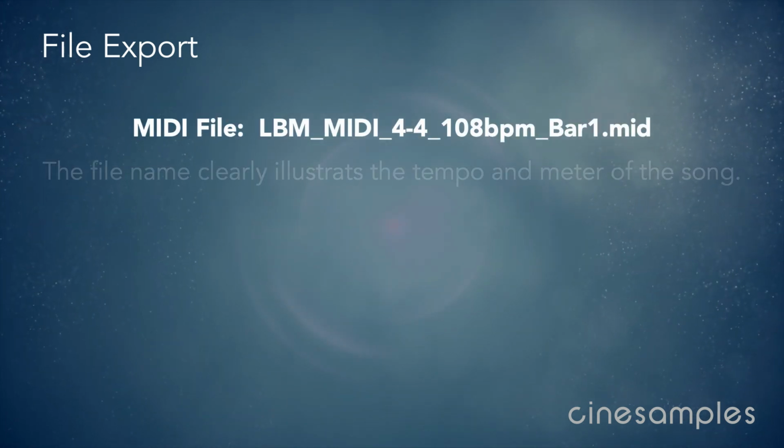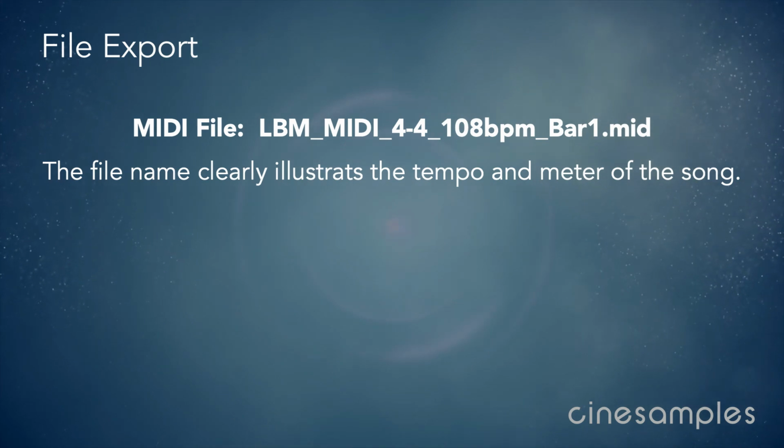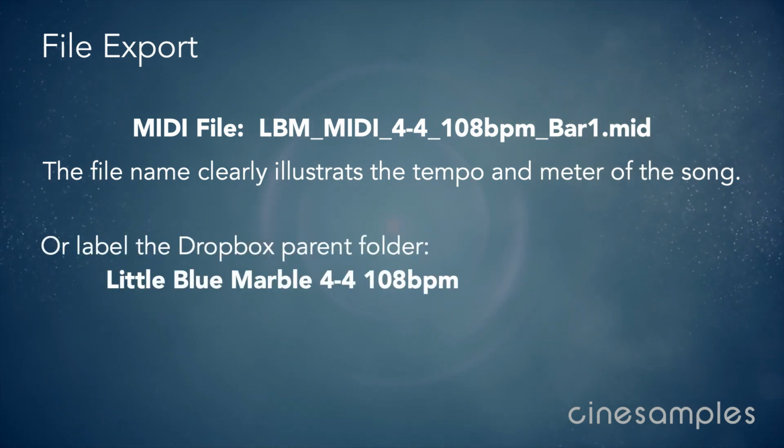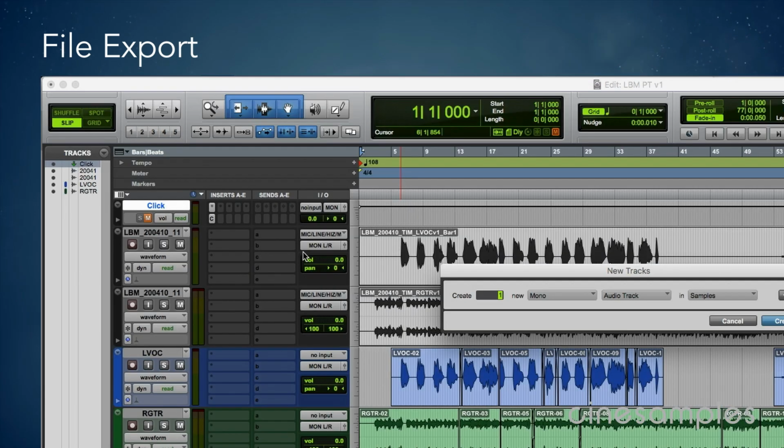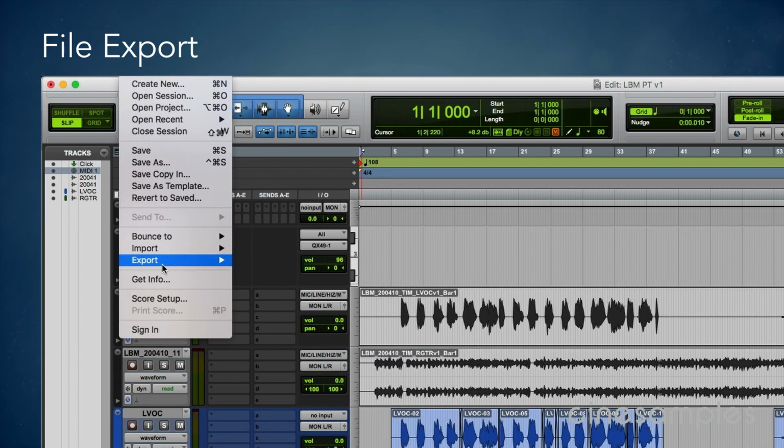Even if you did not create any MIDI data, export a MIDI file. Label the MIDI track LBM MIDI 4/4 108 BPM bar 1. Even if there's no MIDI data in the track, it lets everyone know the meter, tempo, and the bar number from which you've begun your song.